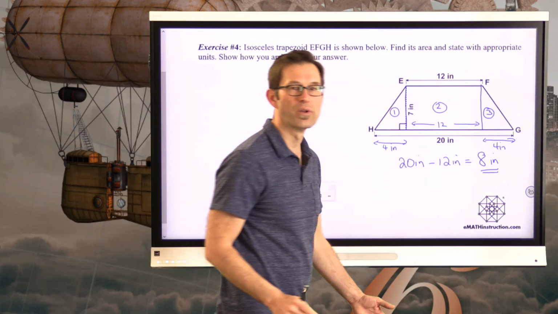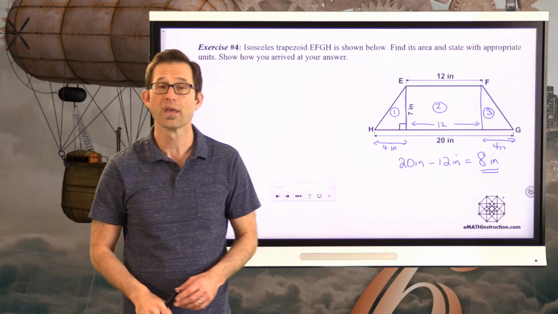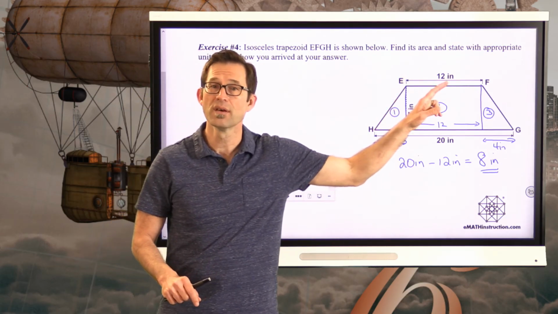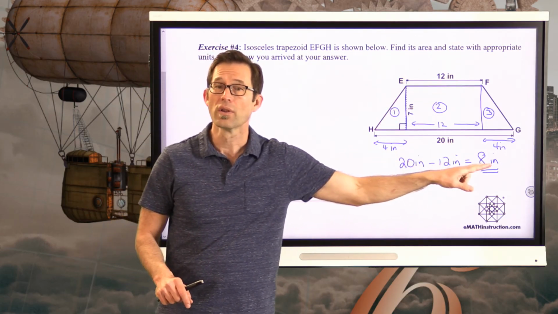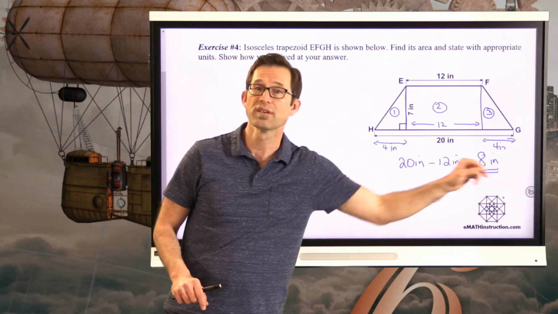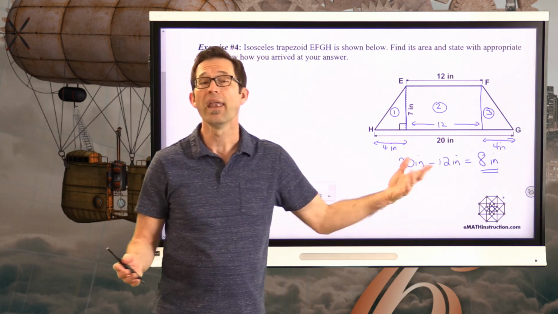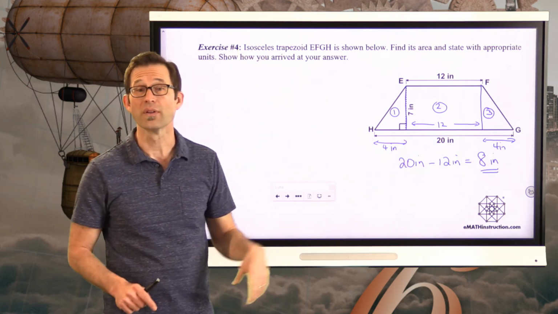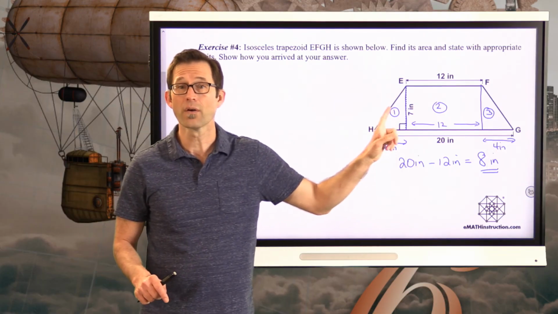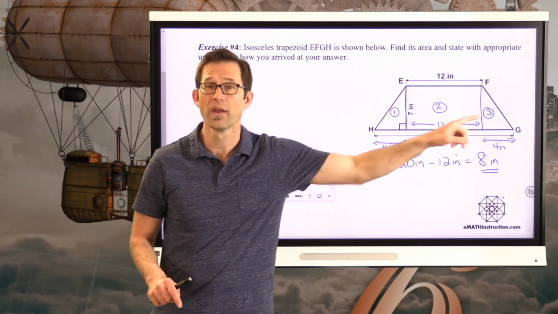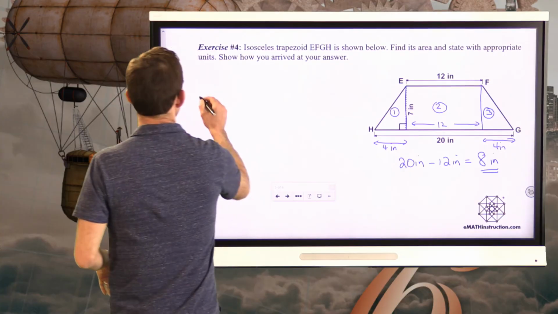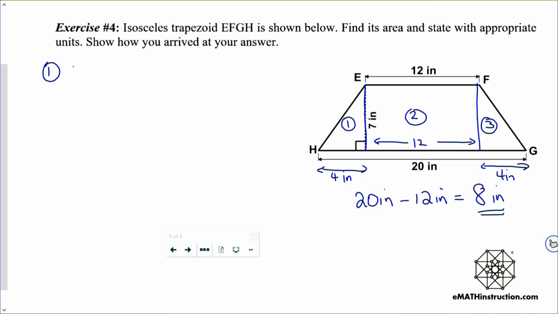All right, and that's really the key with isosceles trapezoids, is that when you sort of take this and subtract it from here, you're left over with the remaining amounts and it divides up evenly. And now I have everything I need. So let's go through it. Let's figure out the area of this figure, 1, the area of this one, 2, the area of that one, 3.